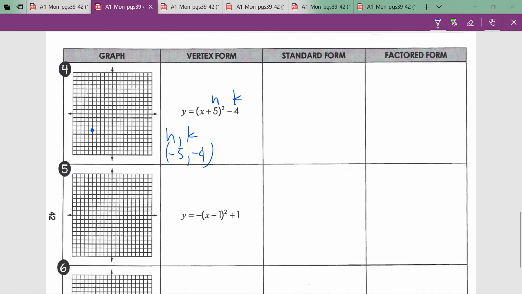So there's my vertex. And when I do the standard factor, once I get to the factors, then those will give me the x-intercepts once I find my factors. And that's where I'll put my x-intercepts, whatever they are here, and then if it's going up or down. Well, obviously, I think this one's going to be going up. Anyways, this is our assignment, front and back, page 41, 42.